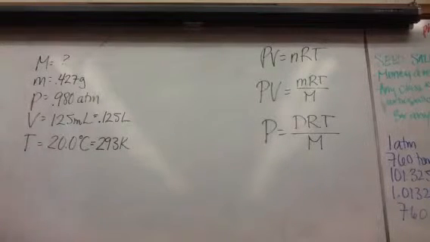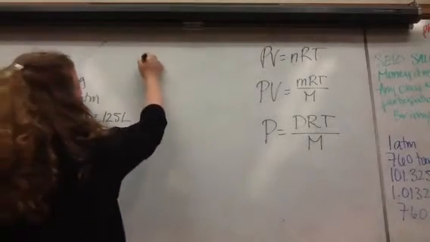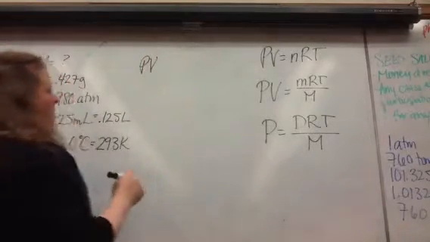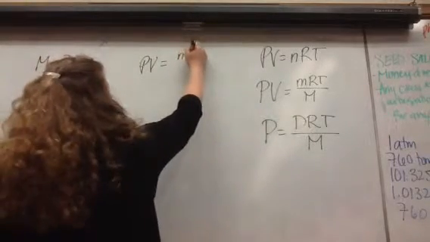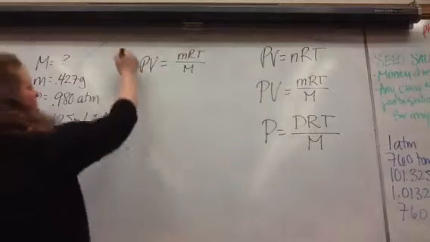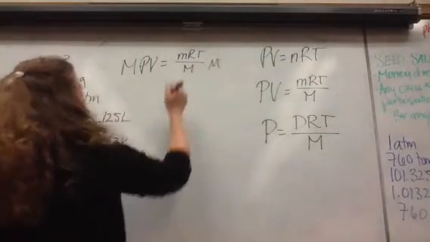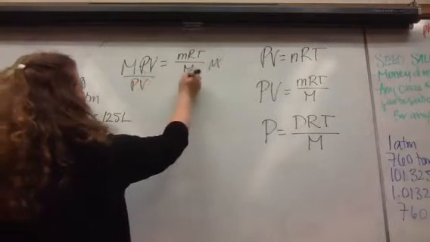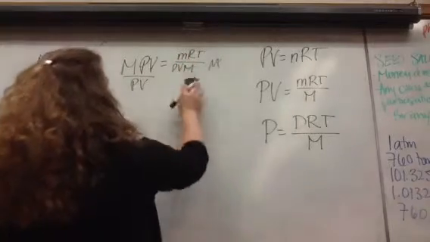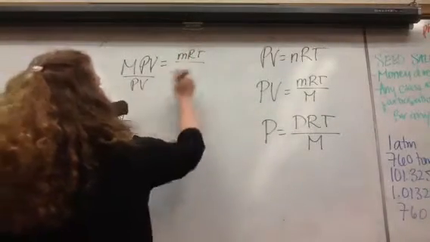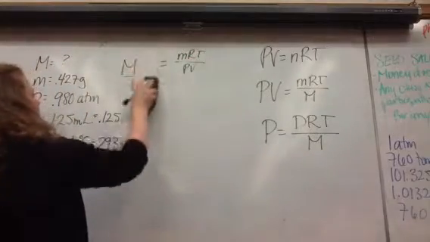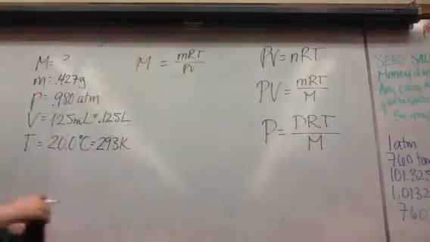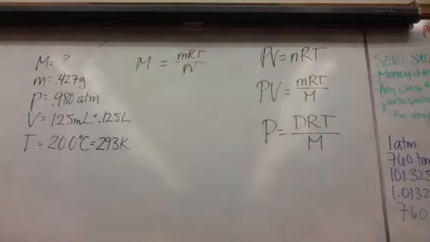Okay. Now are we ready? Which one of these are we going to use? Second one. Number 2. PV equals mRT over M. And we want to solve for molar mass. So let's multiply both sides by molar mass. Let's divide both sides by PV. Okay. M equals mRT over PV.